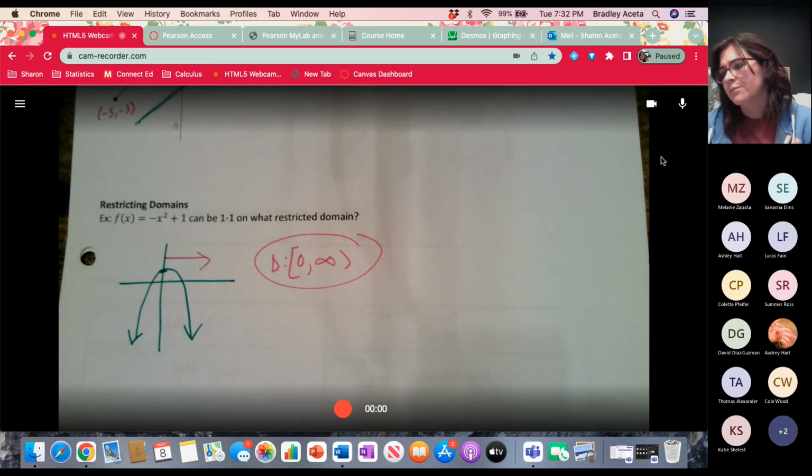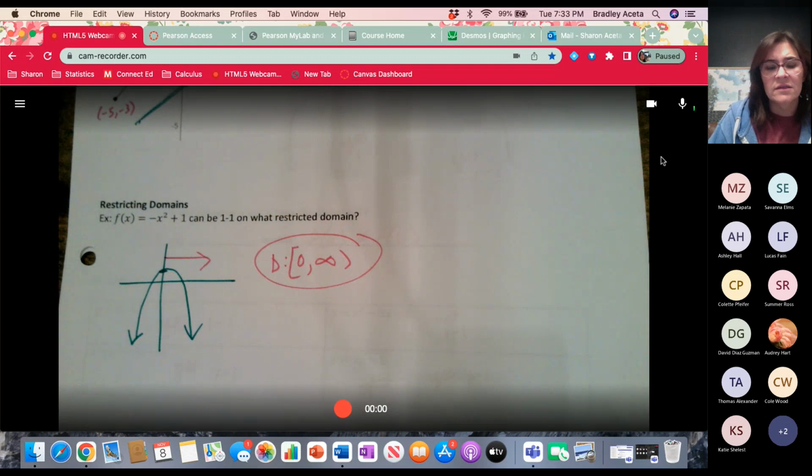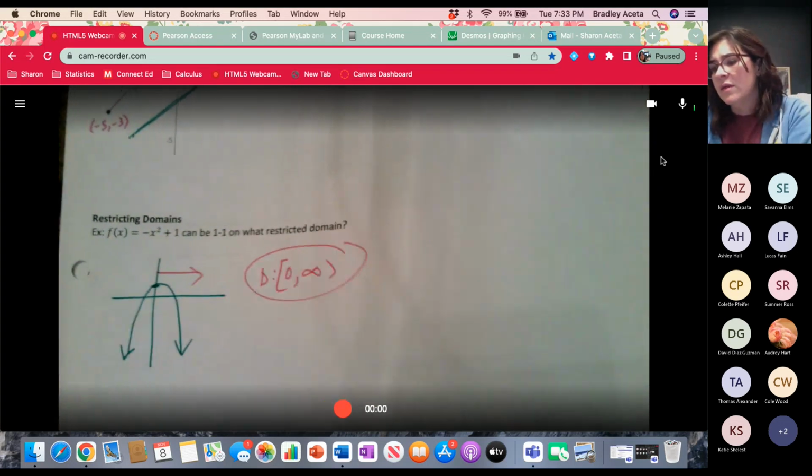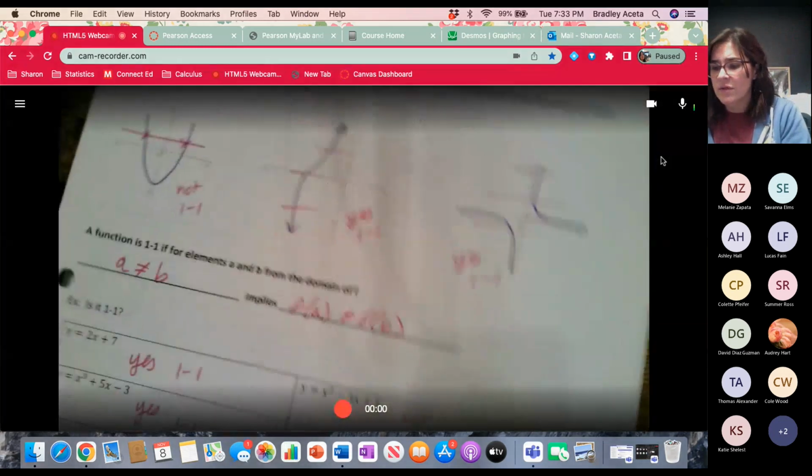Much easier to do. All right, so that is it for one-to-one and inverses. Hopefully that made a little bit more sense. I know it was a lot of big words in the beginning.